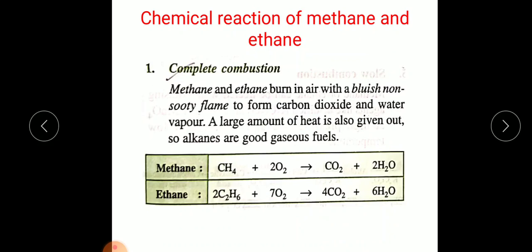Next, chemical reactions of methane and ethane. Complete combustion: that means what will happen if you completely burn methane and ethane. Methane and ethane burn in air with a bluish non-sooty flame to form carbon dioxide and water, since they are hydrocarbons. A large amount of heat is also given out, so alkanes are good gaseous fuels. Methane, when burned in the presence of oxygen, forms carbon dioxide and water. And ethane, when burnt in the presence of oxygen, will also form carbon dioxide and water.